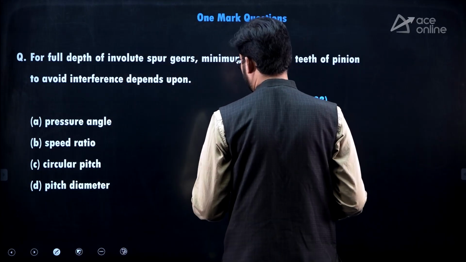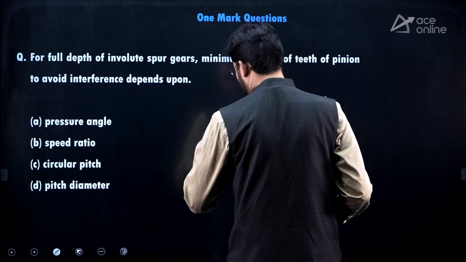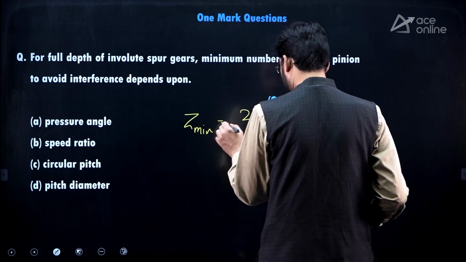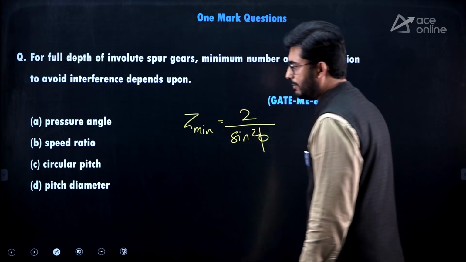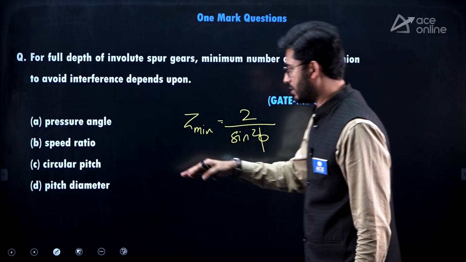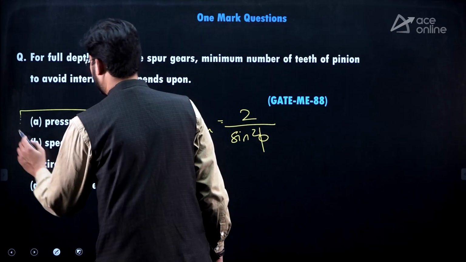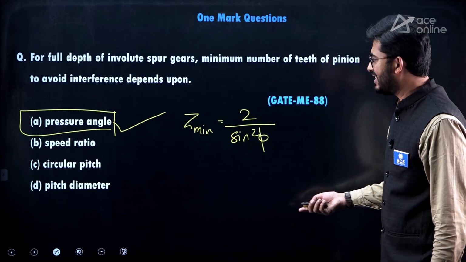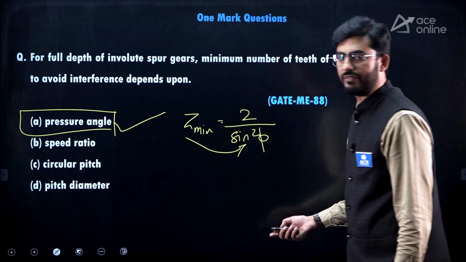So minimum number of teeth to avoid interference is dependent on the pressure angle, that is Z minimum on pinion is given by 2 divided by sine square phi. So it is dependent on the pressure angle, not on the speed ratio, circular pitch or pitch diameter. So pressure angle is the relevant parameter, that is option A is the answer. Okay, so you are finding the dependence of Z and phi.